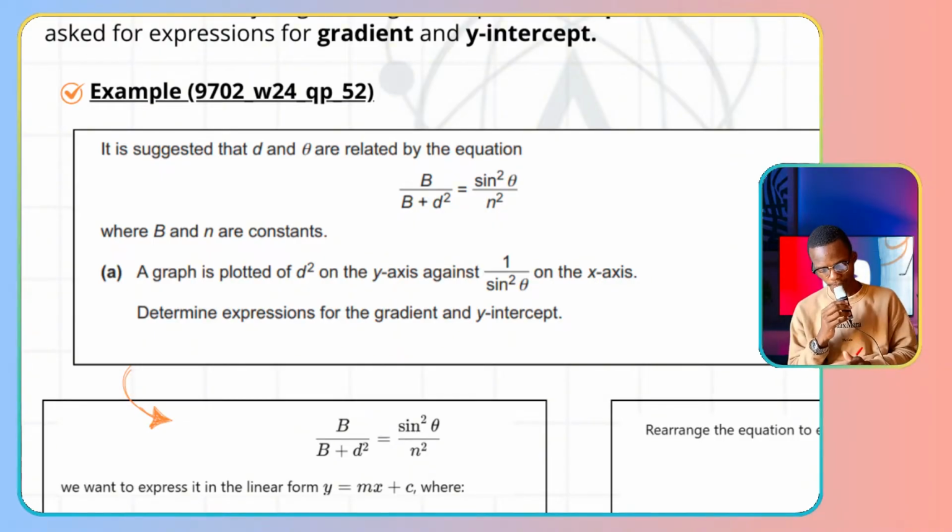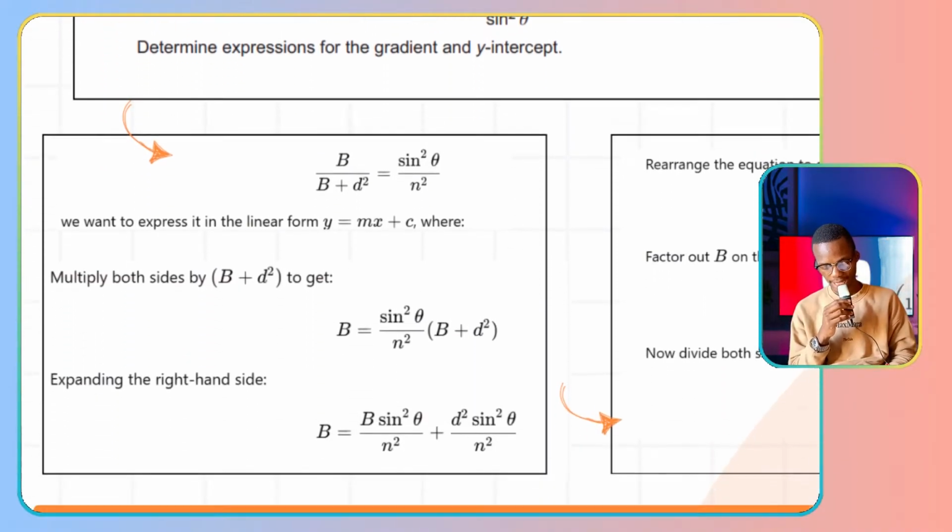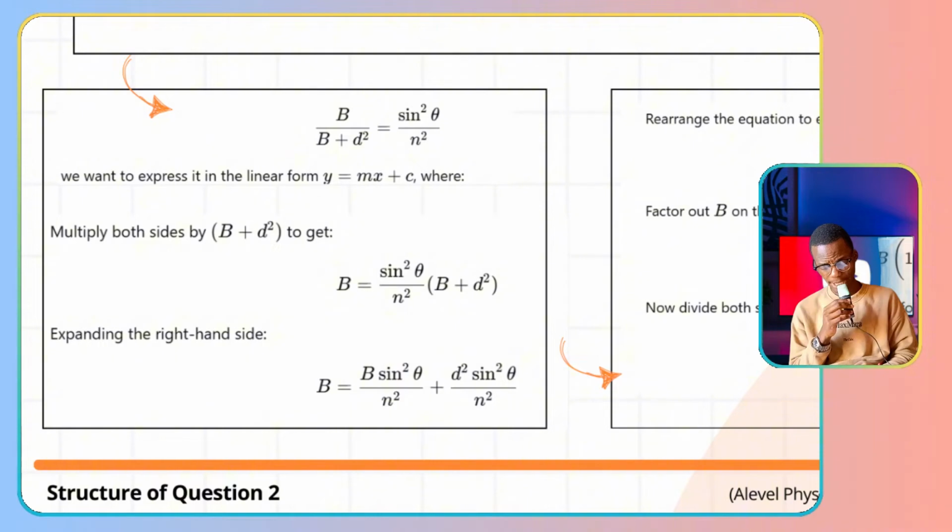What we can do is multiply both sides by b plus d squared. Now I can expand the right hand side. b multiplied by sine squared theta over n squared is b sine squared theta over n squared, plus d squared is also like that, d squared sine squared theta over n squared.